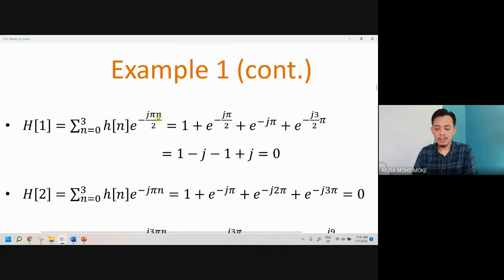And this, because you replace the n, this n is 0. This n is 1. This one, n is 2. And then this one, n is 3.